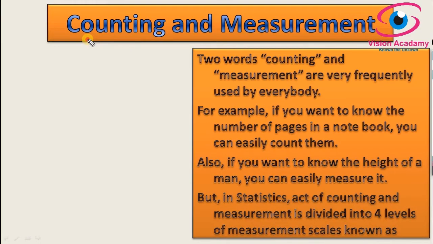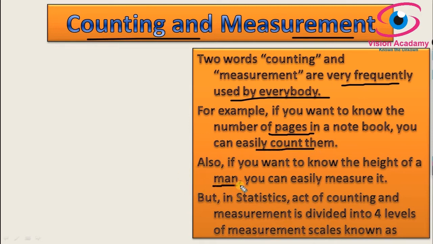There are two confusing words, counting and measurement, which are frequently used by almost everybody. For example, if you want to know the number of pages in a book, you can count it very easily. And if you want to know your own height, you can easily measure it. But to make this measurement and counting understandable by statistical tools, in statistics the act of counting and measurement is divided into 4 levels of measurement scales. Very, very important, 4 levels of measurement scales.